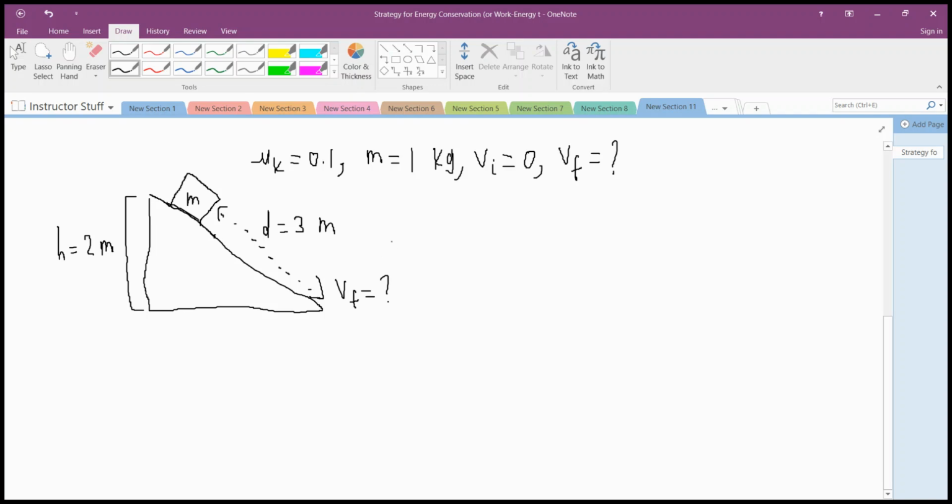All right then. So how can we solve this problem? Well, let's go through the steps. Let's define a system so we can solve this by energy conservation.